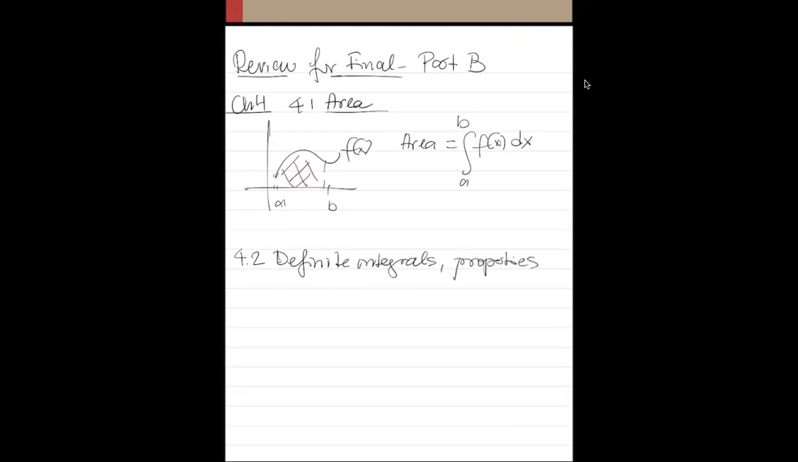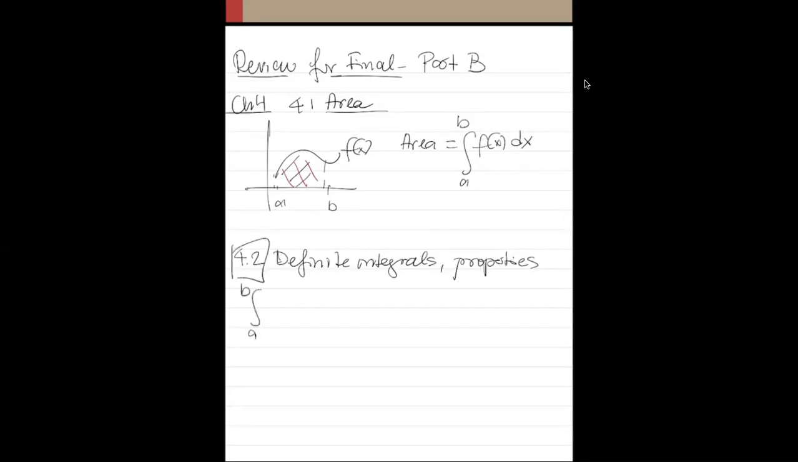In 4.1, we approximated that area with the sum of areas of rectangles by dividing the region into strips of rectangles, adding them up, taking the limit, and we saw the limit of that Riemann sum is the definite integral. So in 4.2, we had some properties, and I'm going to write down some of them here.